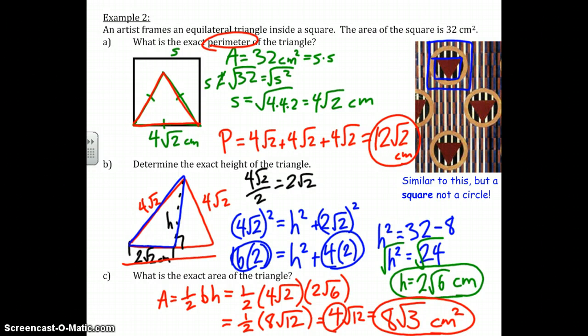Again, that's a neat little question where we get to have a context to actually work with these radicals as opposed to just randomly working with some radicals. So that's kind of fun.